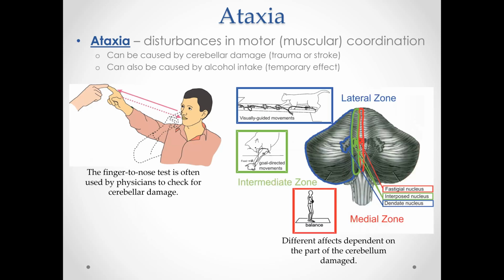And as I mentioned, cerebellar ataxia is one of the most common types of ataxia, but the specific results can depend on which part of the cerebellum is damaged. So damage to one area may only affect visually guided movements, damage to another area may only affect goal-directed movements, and damage to a third area may only affect your balance and your posture. So I have another video I'm going to show you. This is what cerebellar ataxia looks like.